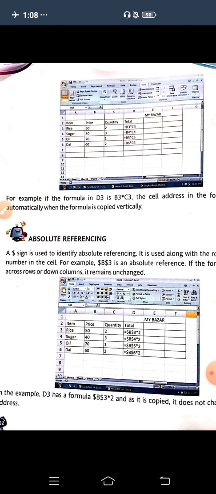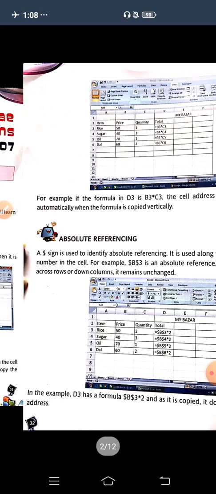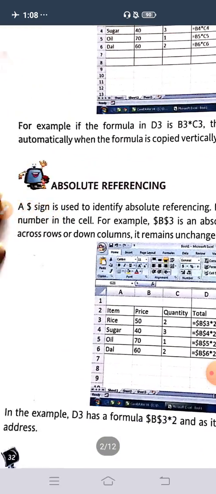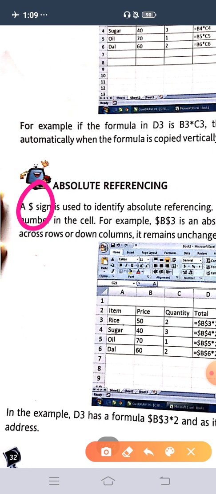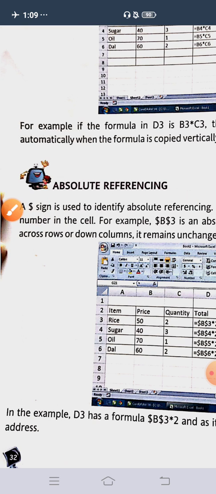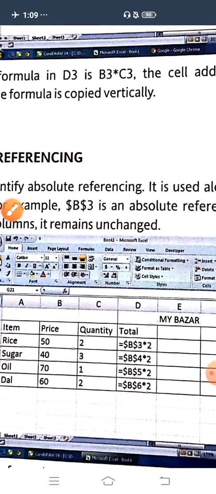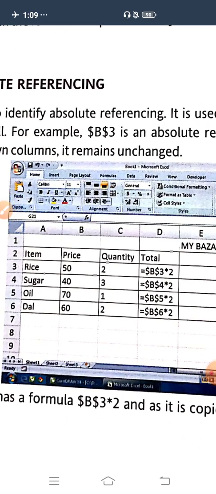The second one is absolute referencing. In absolute referencing, a dollar sign is used. This is the sign of dollar. So in absolute referencing, which sign do we have to use? The dollar sign. It is identified by this sign only, and we have to use the dollar sign with both, meaning the row part as well as the column part.